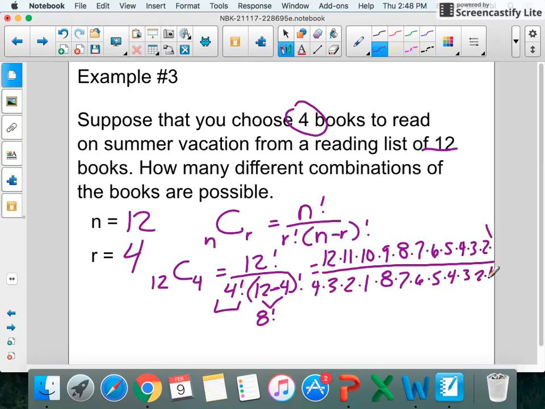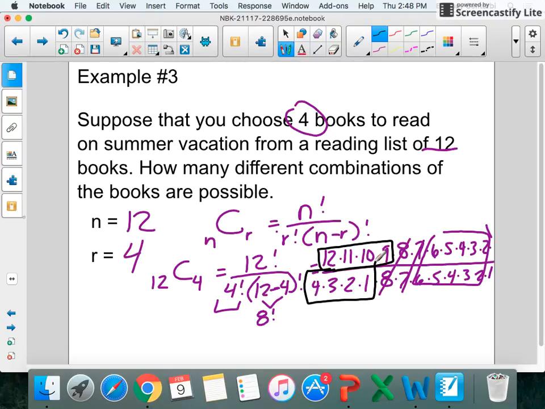So now last time we did the permutations, everything canceled out. When we do combinations, not everything's going to cancel out because we have the extra r here. So what's going to cancel out: 6 and 9 will cancel out. My 7 will cancel out. My 8 will cancel out. So I'm left with, so you can see this better, 12 times 11 times 9 on top over 4 times 3 times 2 times 1 on the bottom.